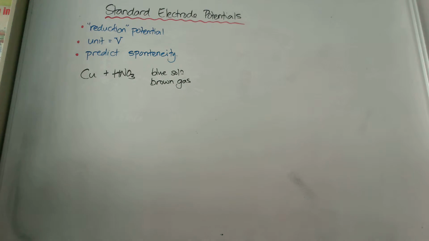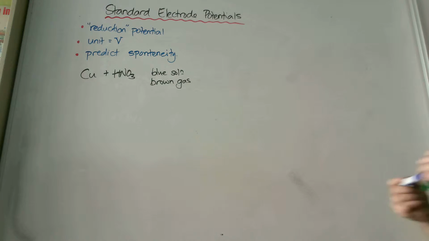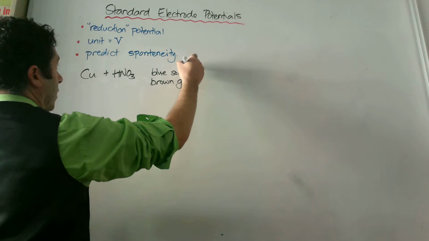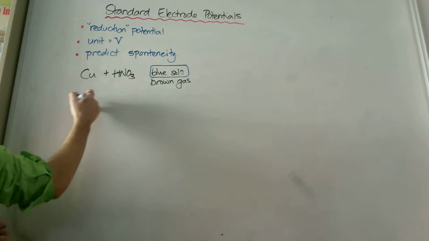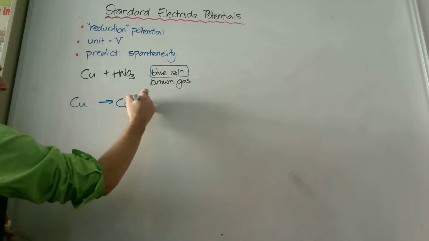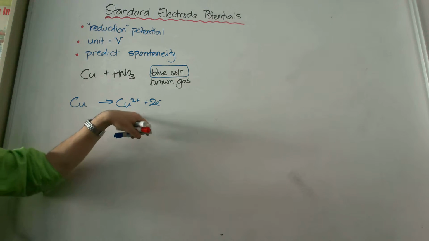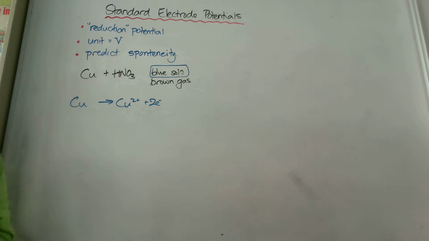So the blue solution is pretty obvious to know what's happening there. Sorry, I'll use a bit of colour coding. We've got copper turning into copper ions, and this is an oxidation reaction. So the copper is our reductant. It's going from an oxidation state of 0 to +2. It's losing 2 electrons, so we know that it's being oxidised. Okay, so it's an oxidation reaction.